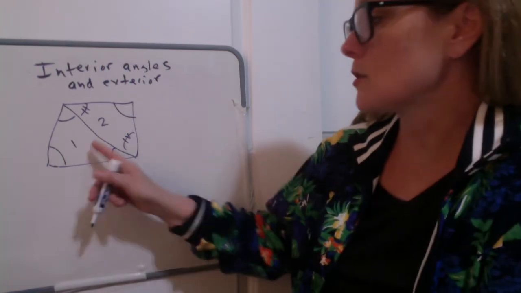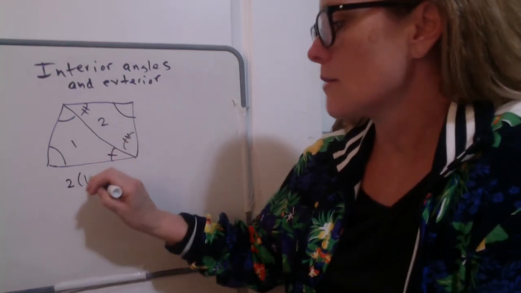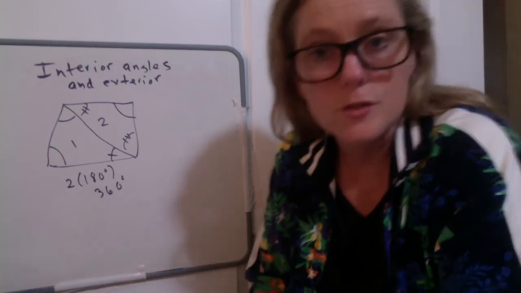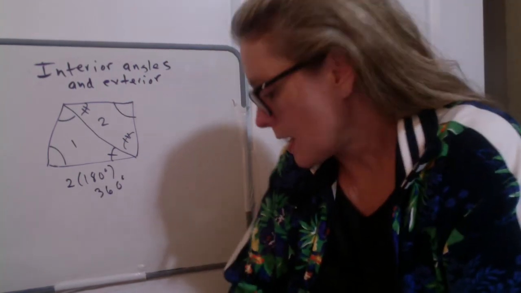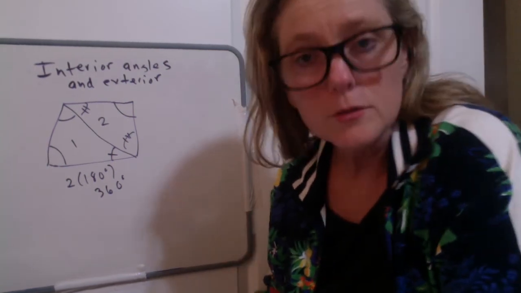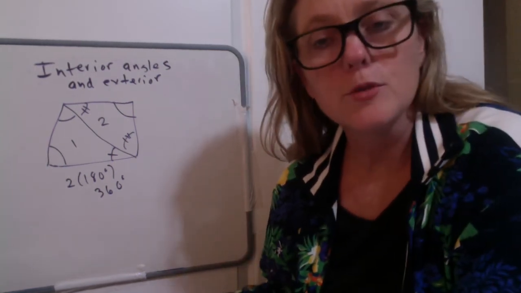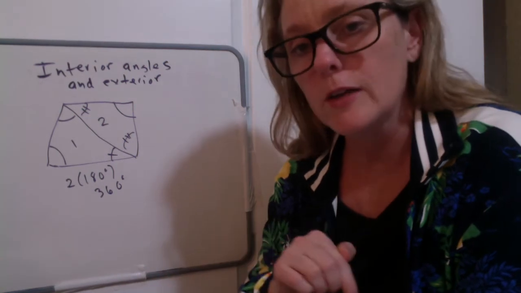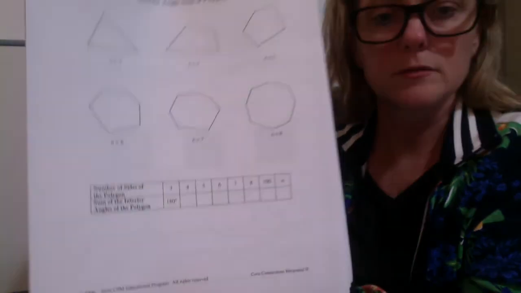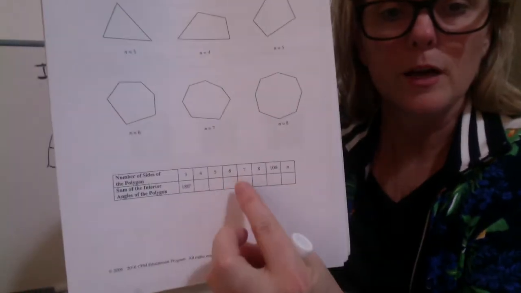So that means there's 2 triangles, 2 times 180 degrees. That gets me 360. So that tells me that a quadrilateral is always going to have interior angles that add up to 360. Let's go ahead and put that down at the bottom of that table.